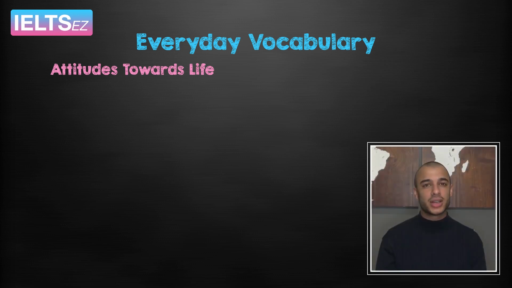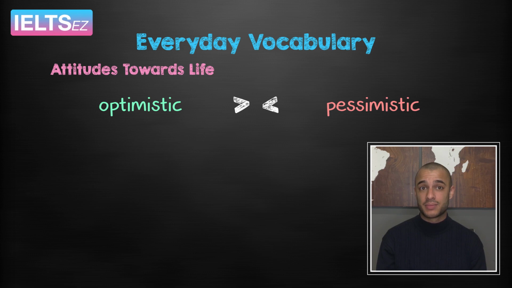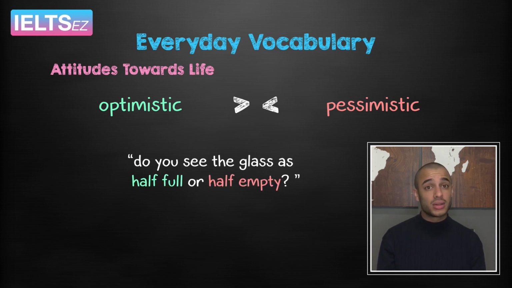We can now have a look at some words related to attitudes towards life. First, we have a word that means looking on either the bright side of life, optimistic, or the negative side of things, pessimistic. Do you tend to be more optimistic or pessimistic? Or does it depend? A common expression to describe this in English is, do you see the glass as half full or half empty? An optimist would see it as half full, while a pessimist half empty.